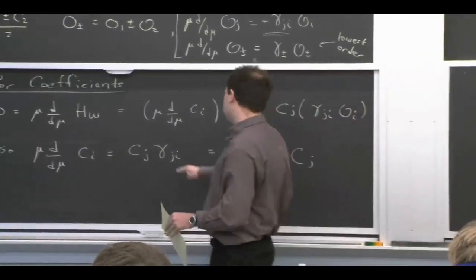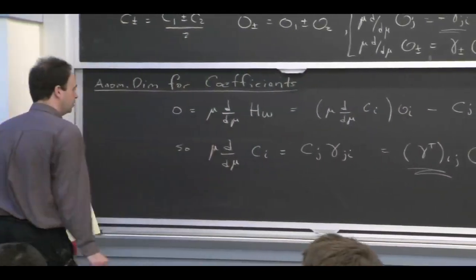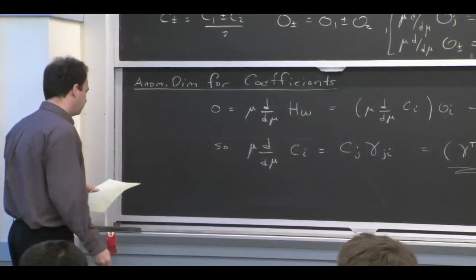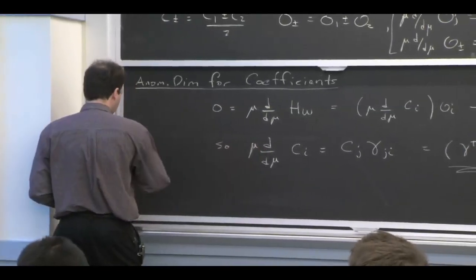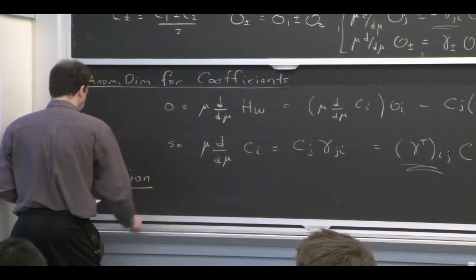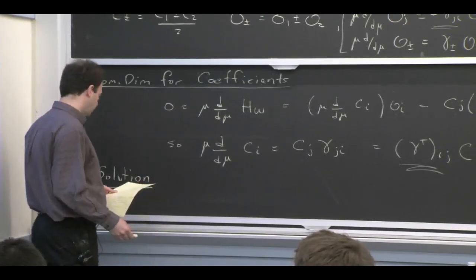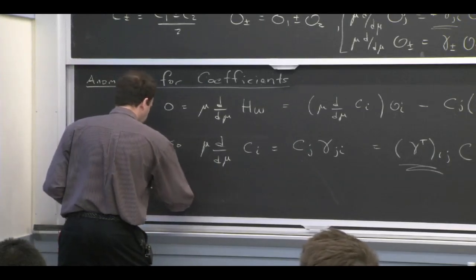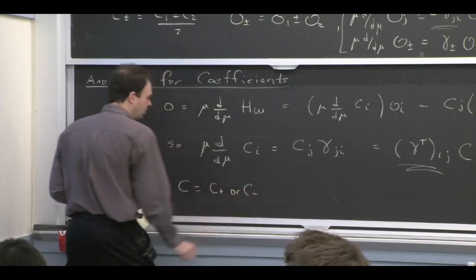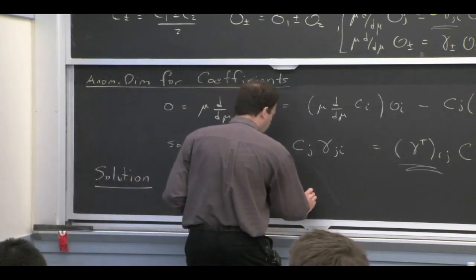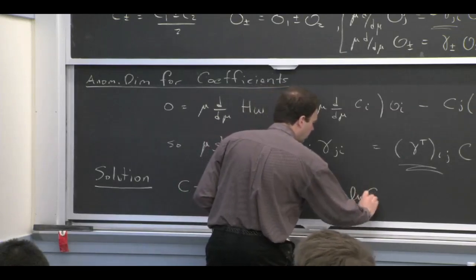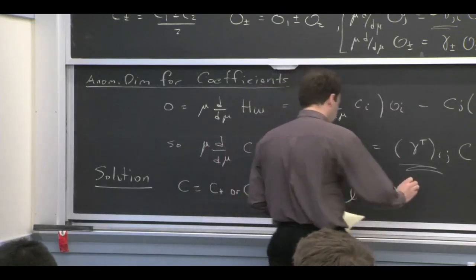OK, so we'll solve this equation. It's a little bit simpler to think about, although we could equivalently solve the operator equation. So how do we solve the equation? Well, we go over to our plus-minus basis. So take the coefficient to be either C plus or C minus. Then the equation that we need to solve can be written as follows.